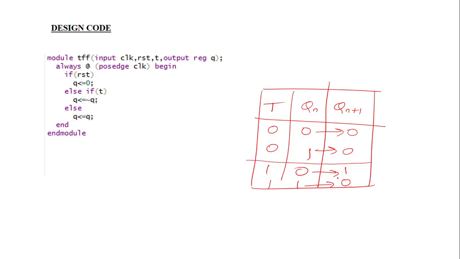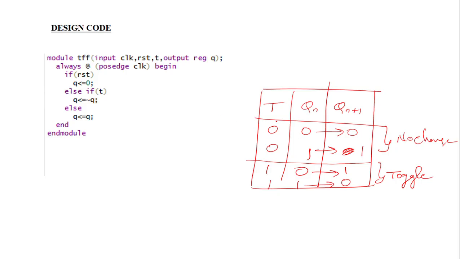So the present state will toggle to the next state. If T is equal to 0, it will be the same as the present state. So it is a no change state. Sorry, for T equal to 1 it will be the toggle state, and for 0 it is the no change state.